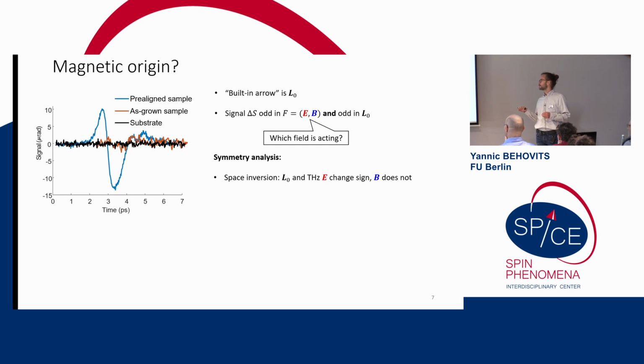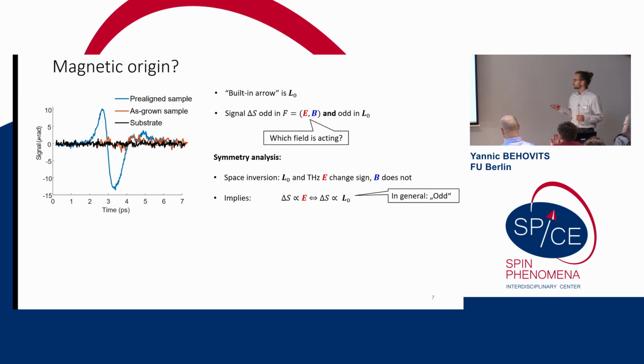If you do space inversion on this material system, plus the driving fields, then you can see that the Néel vector and the electric field will change sign, whereas the magnetic field does not. And this links the first two together. So if you have a signal that is proportional to the electric field, it must also be proportional to the Néel vector. This is the simplest case. It does not only hold in the linear case, but in general for all odd higher orders of such effects.